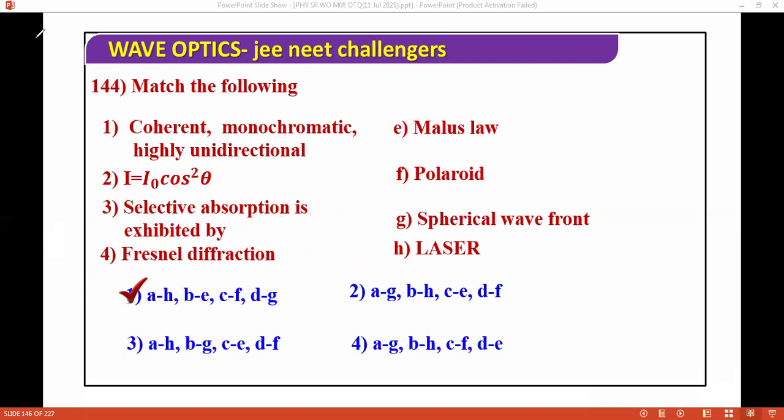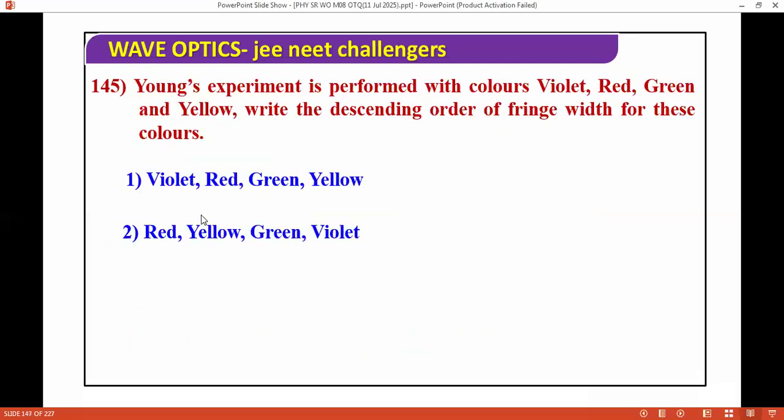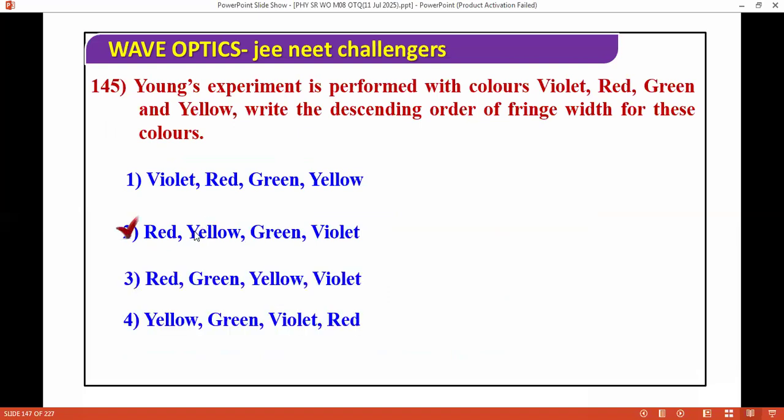Now we are moving ahead to the next question. In Young's experiment, compound colors violet, red, green, and yellow. Arrange the descending order of the fringe width for these colors. So we need to arrange this in descending order of fringe width. Basically red, yellow, green, and violet. So this is the descending order of fringe width.